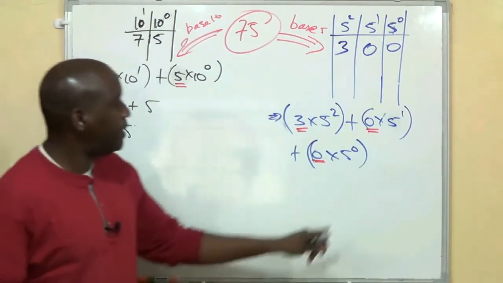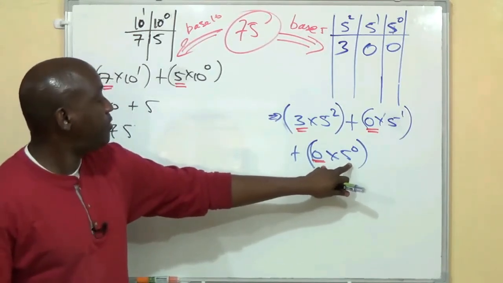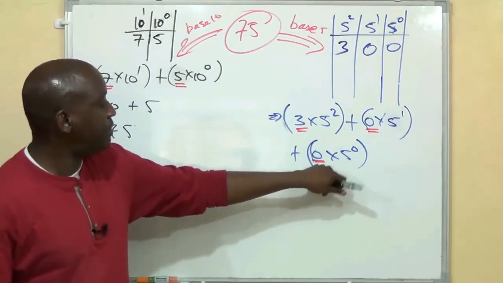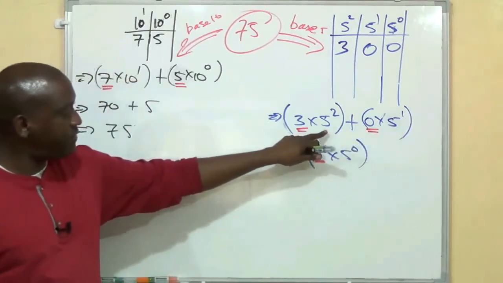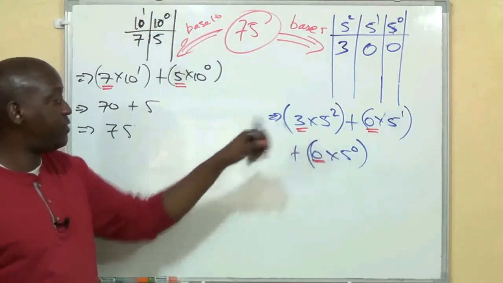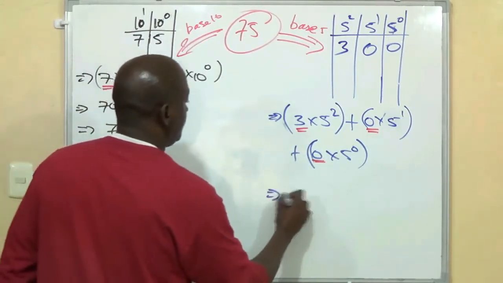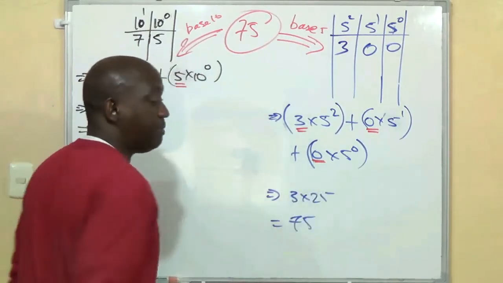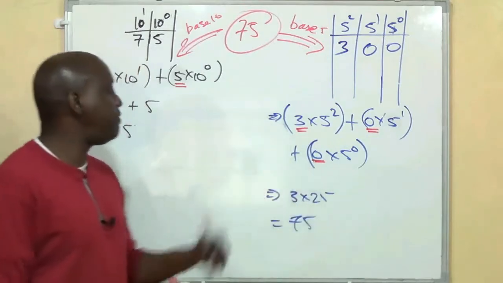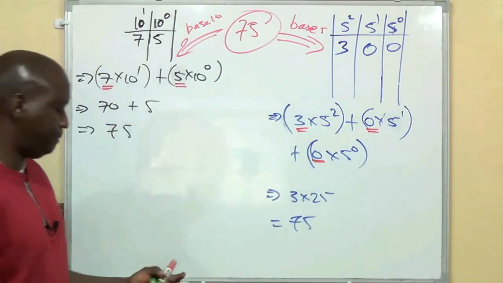So over here, the coefficient of 5 to the power of 0 is 0, the coefficient of 5 to the power of 1 is 0, and the coefficient of 5 to the power of 2, or 5 squared, is 3, which would then leave us with 3 by 25, which will give us back the same 75. So 75 in base 5 is 300.